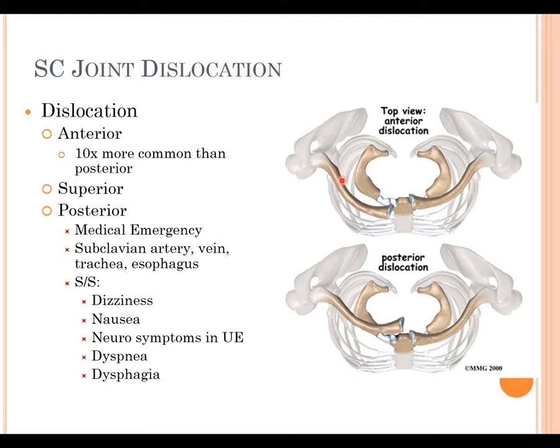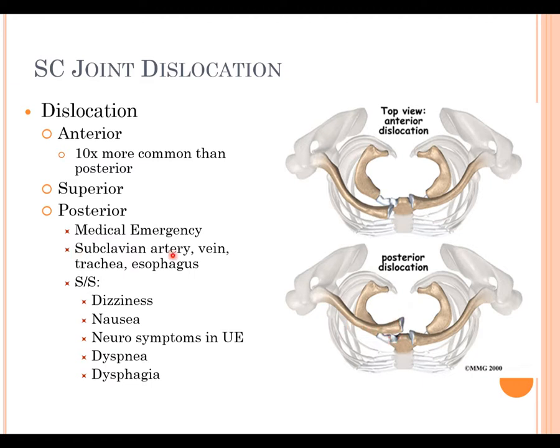We can also have superior ones. Those are not as common. And we can also have posterior ones. These posterior ones, your example is going to be down here, is a posterior dislocation of your clavicle. That's actually a big problem. It can actually be considered a medical emergency. We have very, very important structures that sit right behind the manubrium and the clavicles, and when the clavicle is displaced posteriorly, it can actually impinge those things.